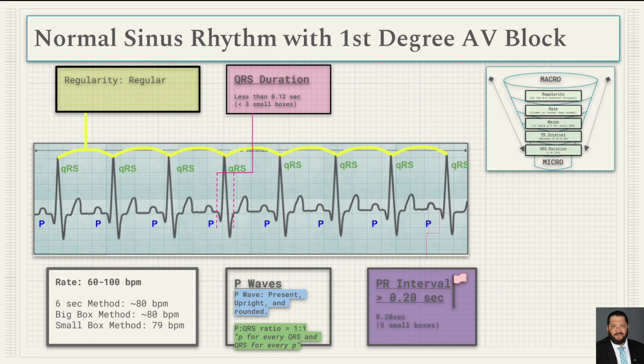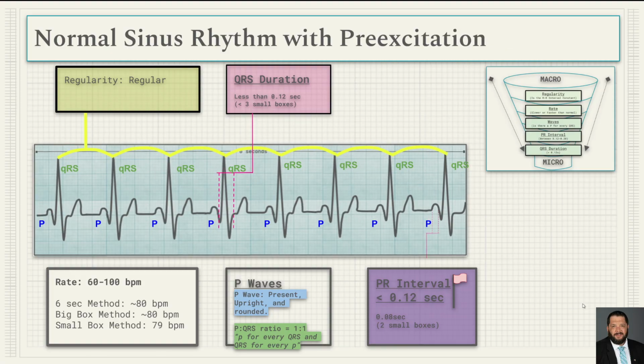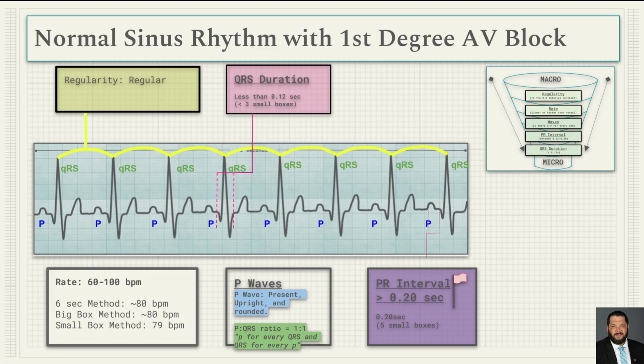Understanding the normal sinus will help us understand some of the variants. Firstly, let's look at some changes with the PR interval itself. This is a normal sinus rhythm with a first-degree AV block. A first-degree AV block is an otherwise normal sinus rhythm with a PR interval greater than 0.20 seconds. So a normal sinus rhythm with a PR interval of greater than 0.2 is classified as a normal sinus rhythm with a first-degree AV block.